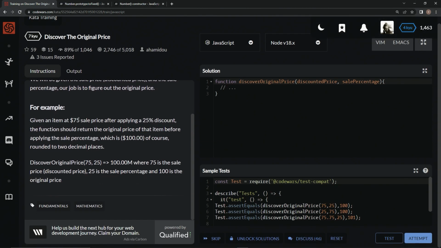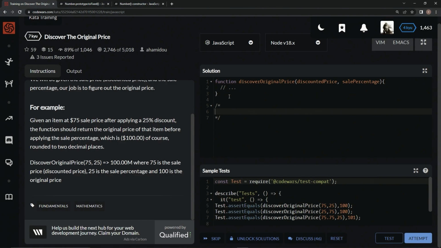So if we get a $75 item after applying a 25% discount, what is it? And then it's going to be 100. All right, so basically we've got to do a little algebra to start off with. So let's do a little comment section down here. All right, so what do we know?